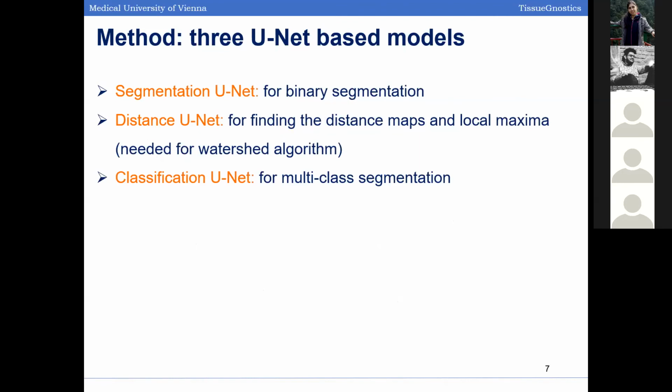For the 3 main stages in my algorithm, you can see here a segmentation unit, a distance unit, and a classification unit. In the first stage, the segmentation unit, I just aim to separate the foreground and background. In the distance unit, I aim to find the distance maps of the images in the test phase to find the local maxima and then use them as the seed points for the watershed algorithm. And I also had another network, a classification unit, to assign different types or classes to each individual detected object in the instance segmentation masks.